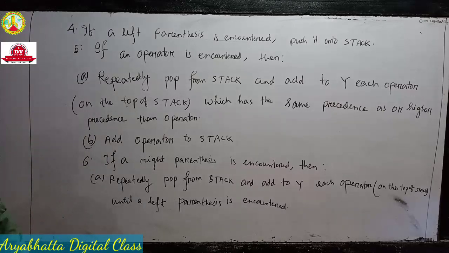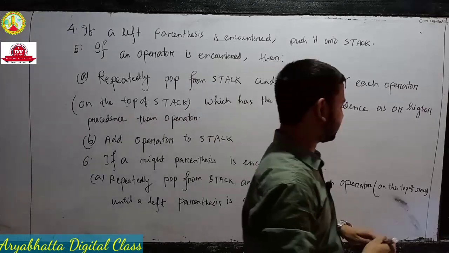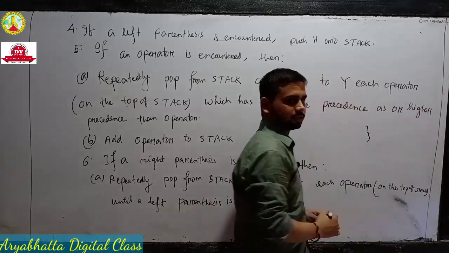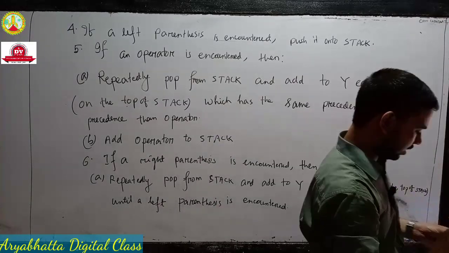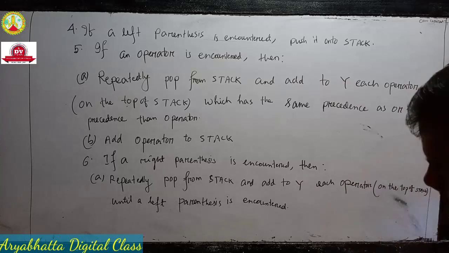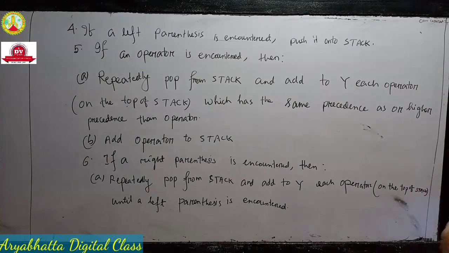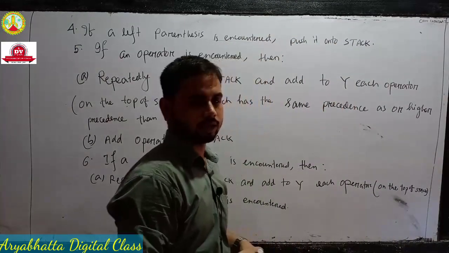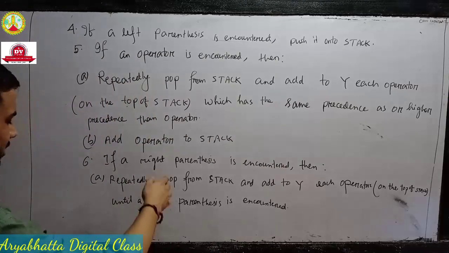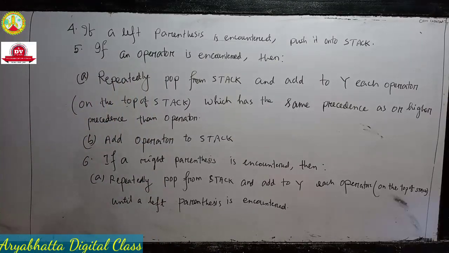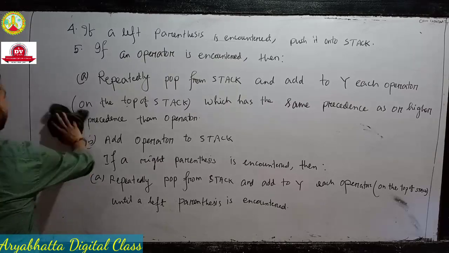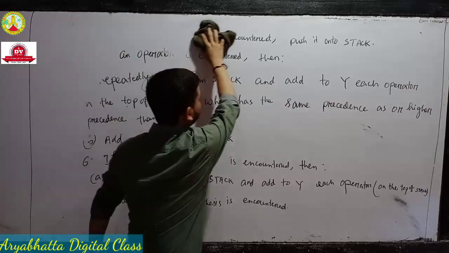Okay, and the last step. I first of all explain this. If a right parenthesis is encountered, then what happens? Repeatedly pop from the stack, and add to y each operator on the top of the stack until a left parenthesis is encountered. You easily understood the algorithm. After this algorithm, we do the problem. That is very important for the final exam also. Last one point, I erase this. There is no space here.